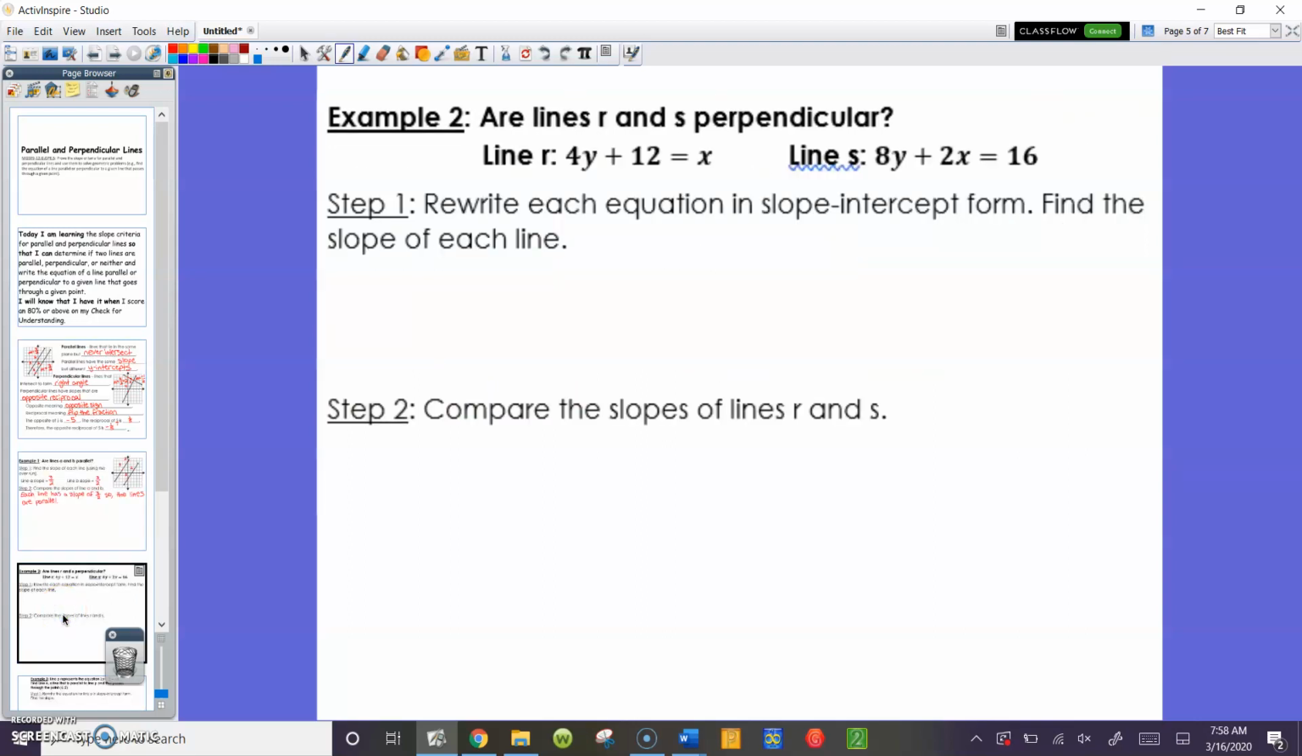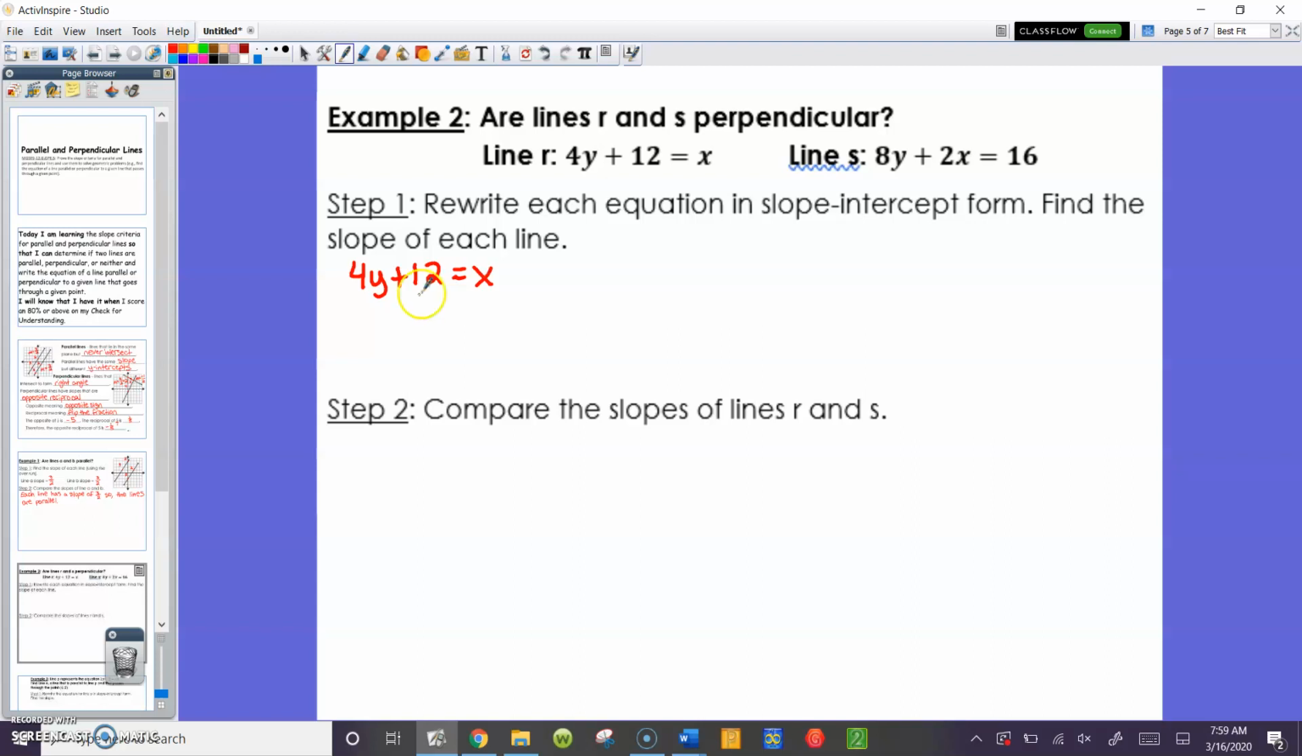Example 2, are lines R and S perpendicular? So now we're given equations. So the first thing that we'll have to do is actually put each equation in slope-intercept form, and then we'll be able to identify the slope. So let's start with line R. We have 4y plus 12 equals x. Remember, putting it in slope-intercept form means solving for y.